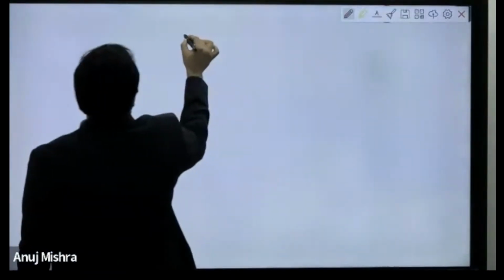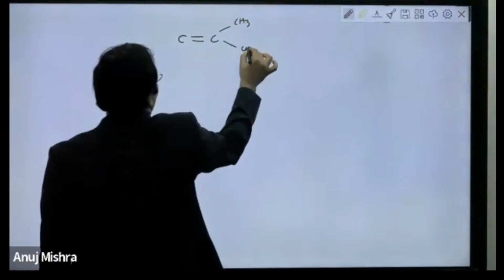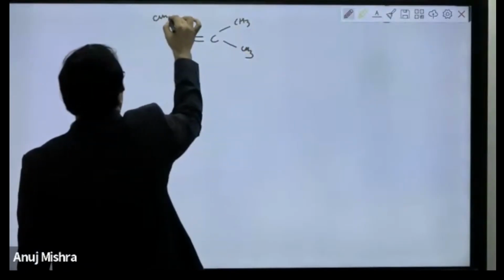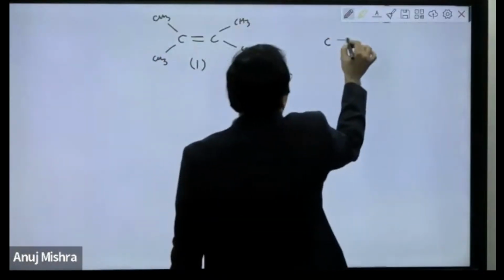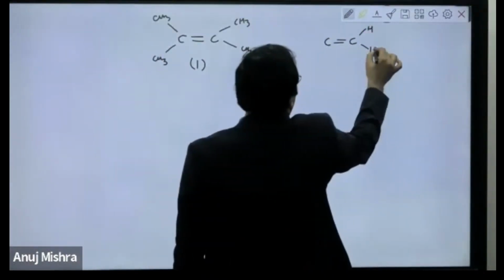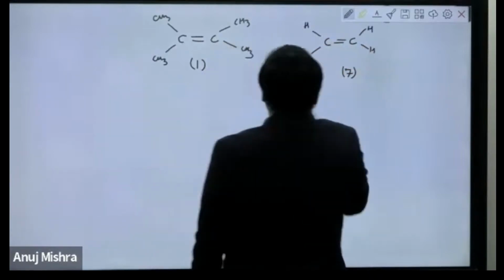So let's take this example. The 1 and 7. Let's make just two, you remember the rest. This was your 1 and this was your 7. Write it down.